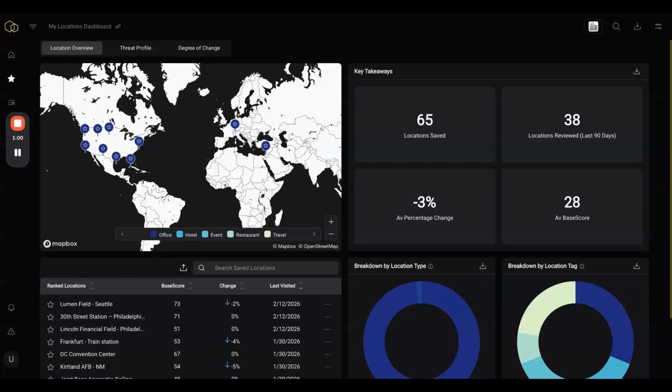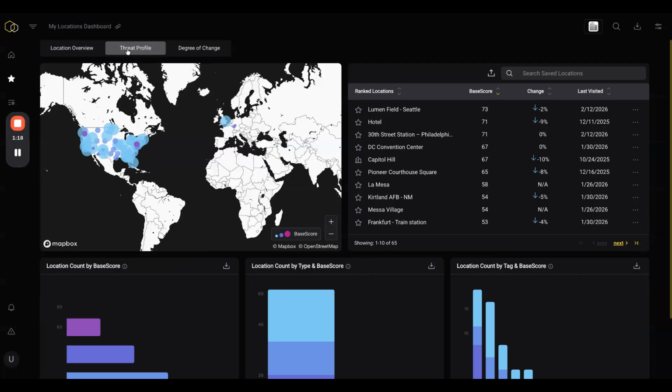This gives you a sense for commonalities that you might see in terms of high risk regions or locations that have a tendency to sit in high risk areas. All of this is built to give you good data to help with prioritizing time, attention, resources around these assets or events. The threat profile is built to help you understand how risk is distributed across that footprint.